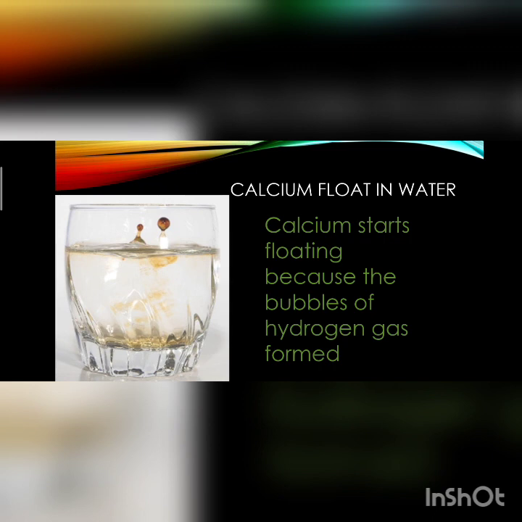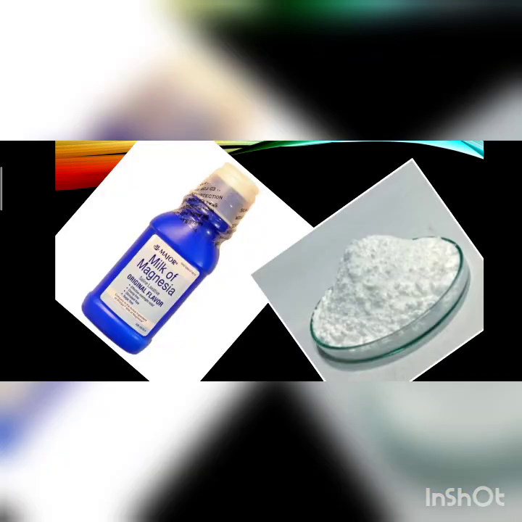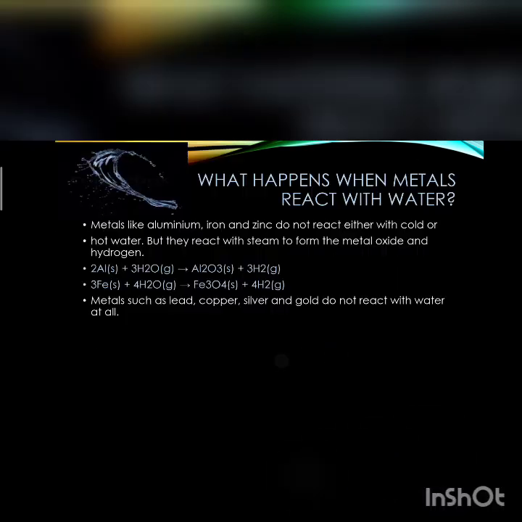Then coming to magnesium, it does not react with cold water. Instead, it reacts with hot water to form magnesium hydroxide, which is also known as milk of magnesia, and starts floating due to hydrogen bubbles sticking to its surface.